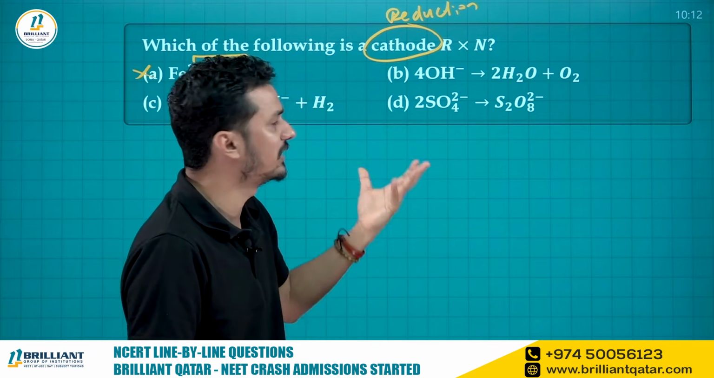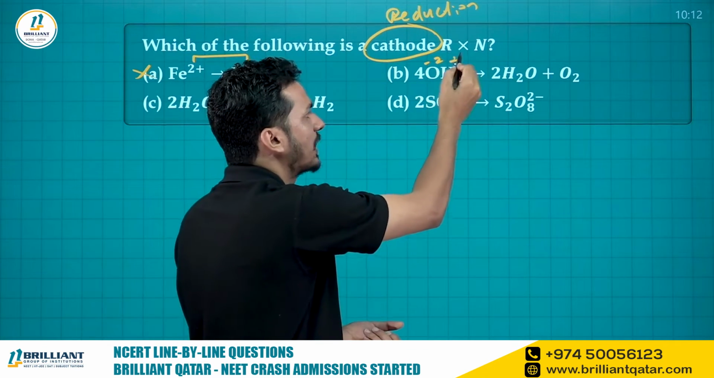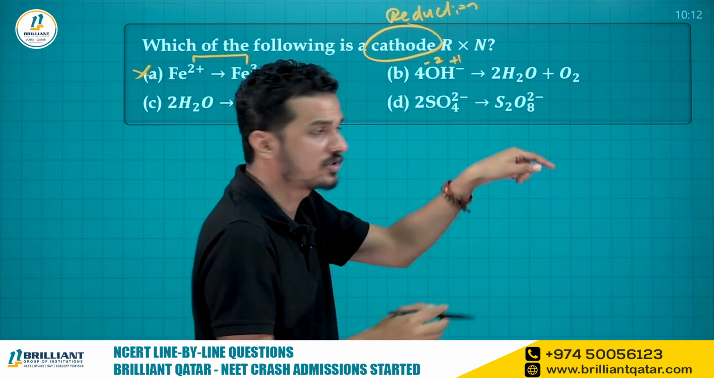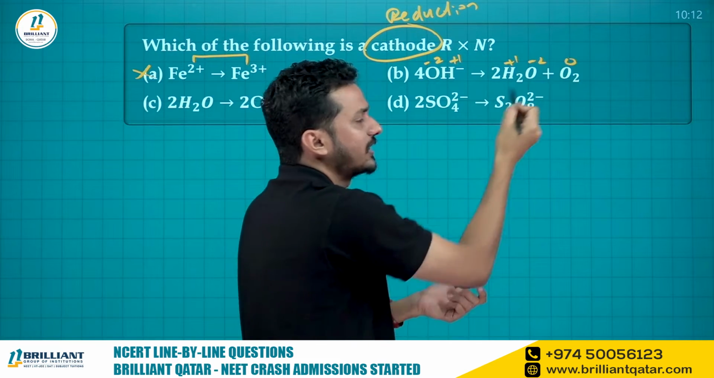What about 4OH minus gives 2H2O plus O2? Here what is happening? Here oxygen state is minus 2. Hydrogen is plus 1. While going to here also hydrogen is plus 1. Oxygen is minus 2. But here it is 0.